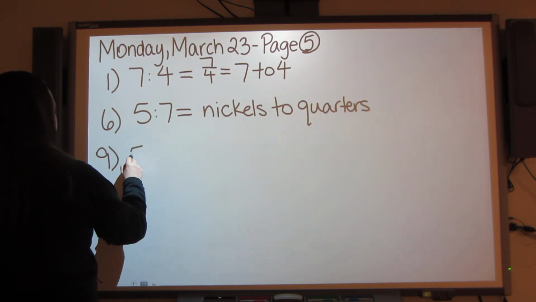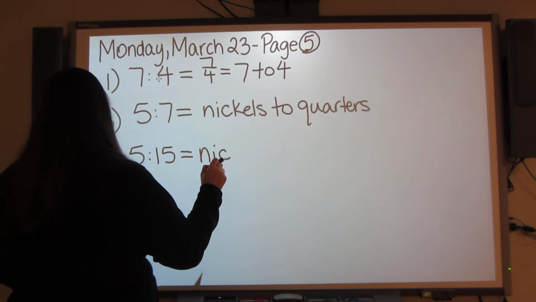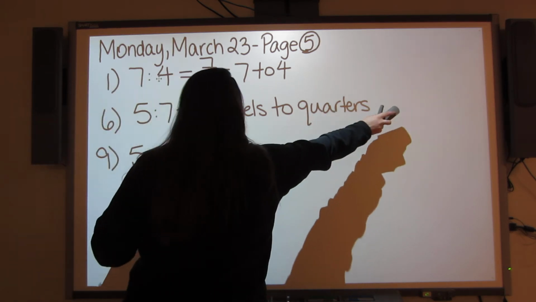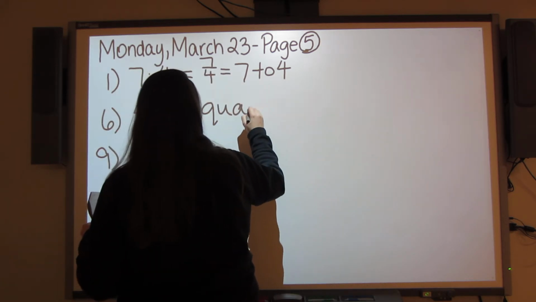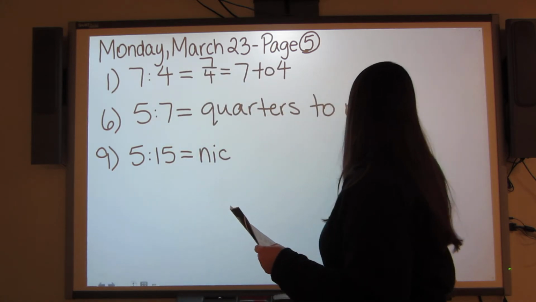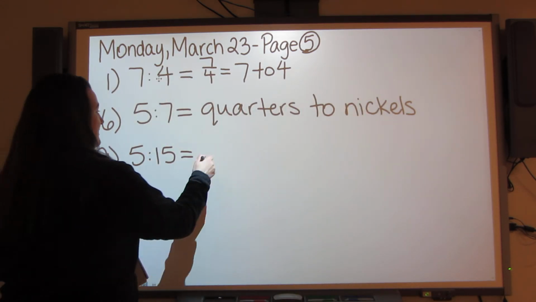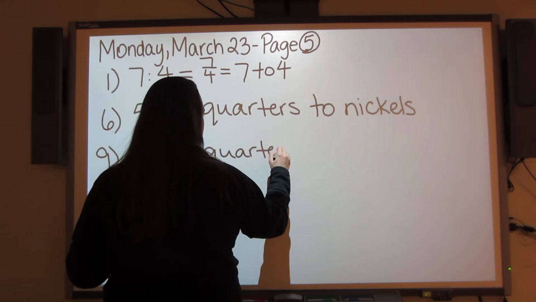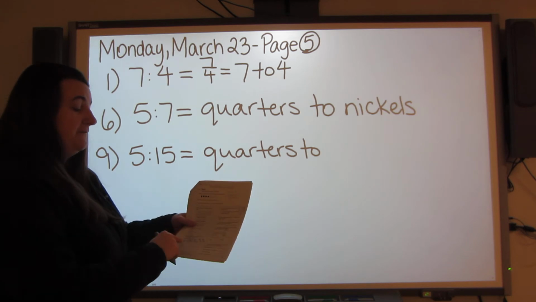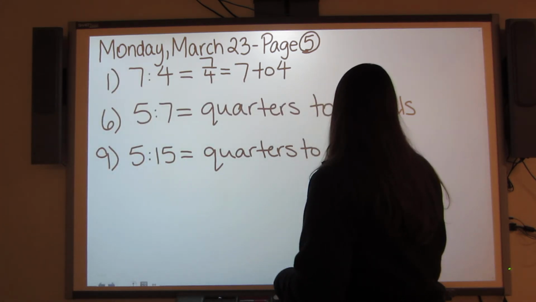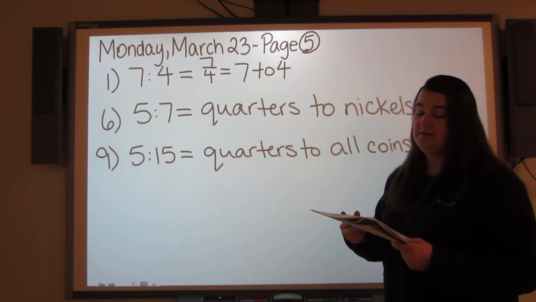Number 9 gives you 5 to 15. So I already know that there are 5 nickels. Oh, that's wrong. Sorry, guys. There's 7 nickels and 5 quarters. So this one is quarters to nickels. Sorry about that. Which means this one is quarters to, now there's not one single coin that we have 15 of, but there are 15 coins, so it's quarters to all coins. So when you do number 10, that's also going to, all coins will be part of your ratio.